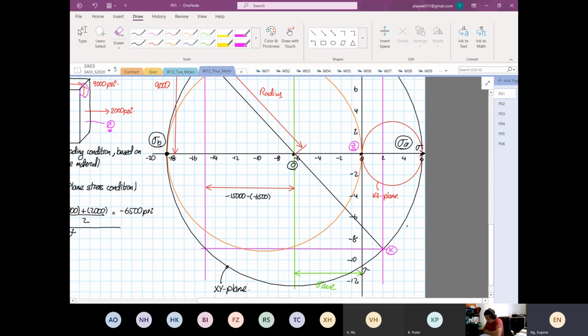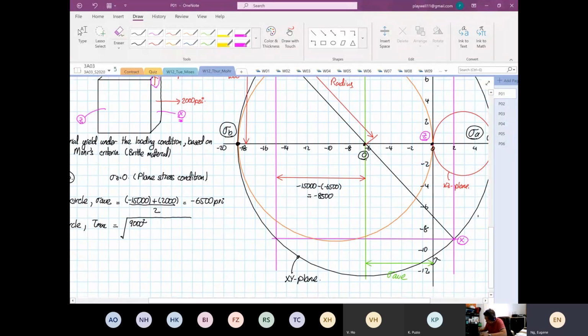And then this will be equal to, where is my calculator? So minus 15,000 plus 6,500, so it's equal to minus 8,500, right? So this is the distance. So this will be equal to plus or minus 8,500 squared. So this will be equal to 9,000 squared.